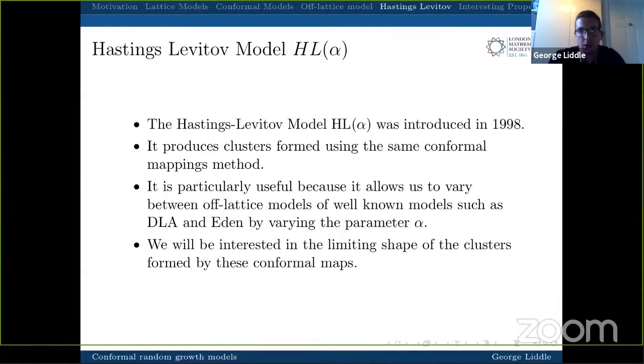And that was exactly what was introduced with the Hastings-Levertov model in 1998. In this case, the idea is to introduce a one-parameter family of models, so that by varying this parameter, we can vary between the different off-lattice models that we've built, and then study the models as a whole rather than study the individual models. It's using exactly the same setup as before, the conformal mappings method, but now we're considering a group of models. And again, what we're interested in is what the shape of these clusters is in the limit. Exactly the same as at the start, where we're looking at the shape of the tumor. In all of these real world examples, we want to look at what shape the limit is.